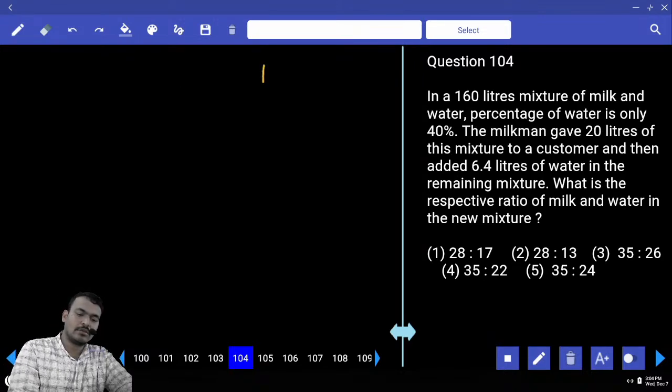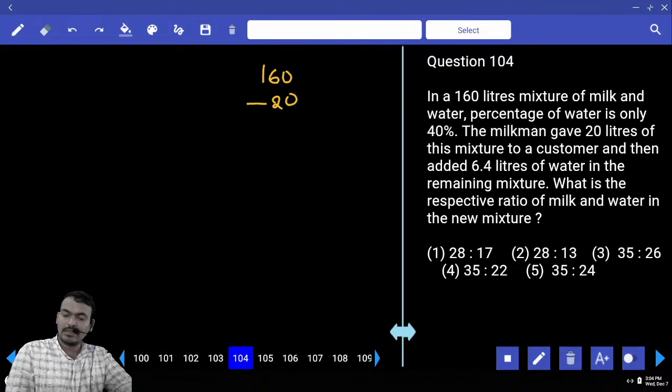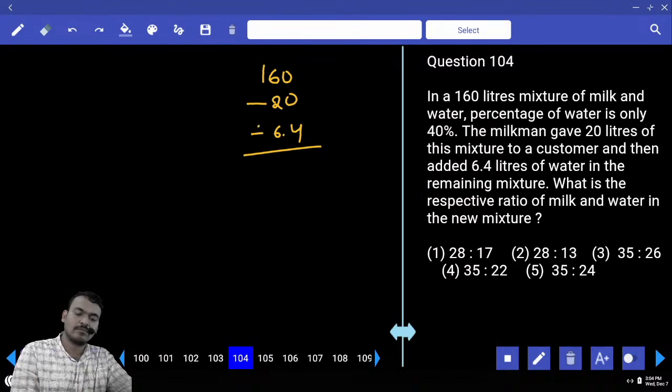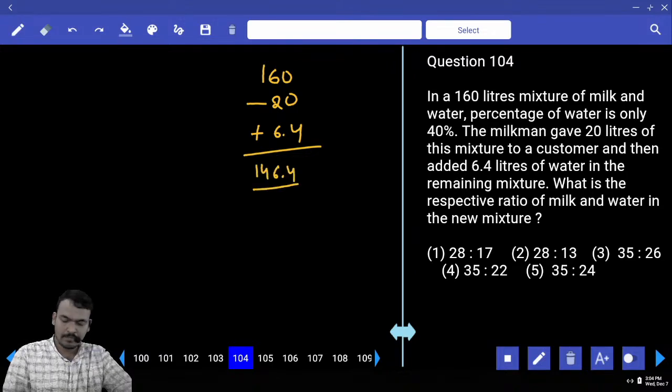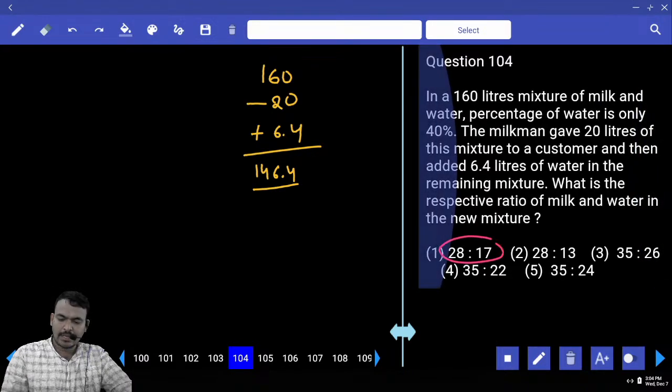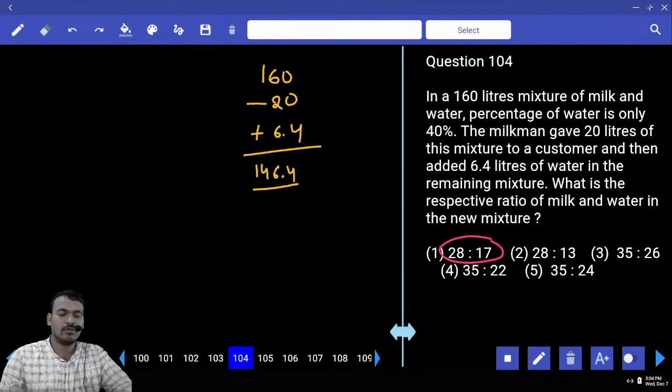What is the initial quantity? 160. In that, how many liters are given? 20 liters. Again, how many liters of water are added? 6.4. 160 minus 20, 140 plus 6.4, 146.4. Okay. What is the first option? 28 is to 17. Total how many parts? 45 parts. Is 1464 exactly divisible by 45?